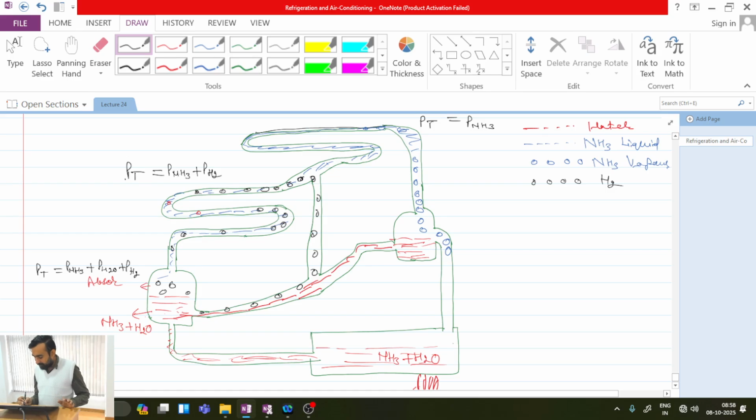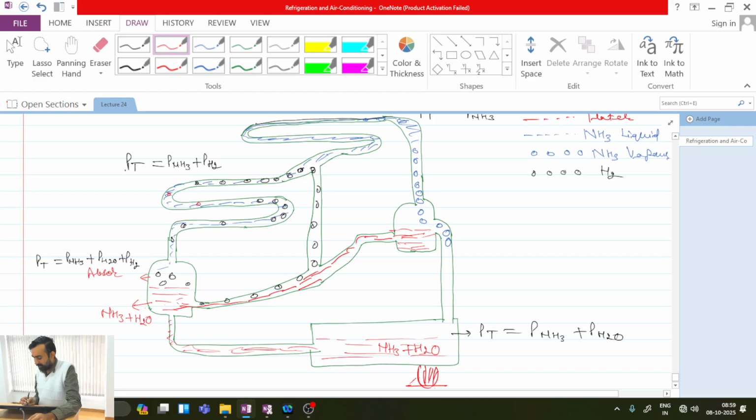In the generator, total pressure is because of ammonia plus water: partial pressure of ammonia plus partial pressure of water. Clear or not? Now you understand very clearly. One by one we will start. Let us first talk about the generator.